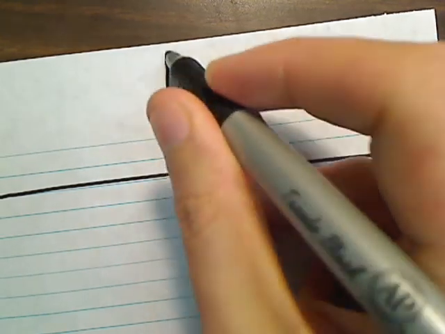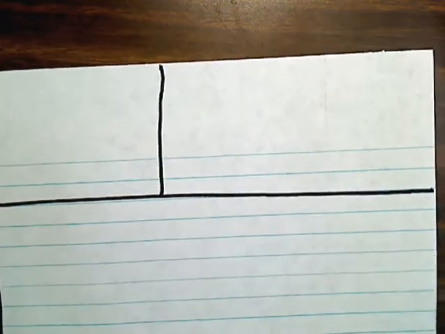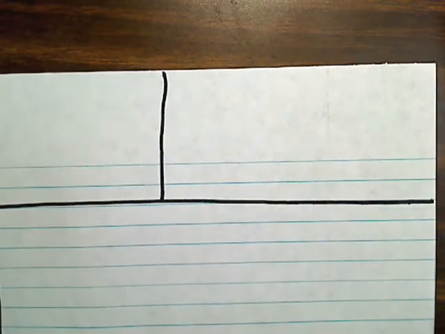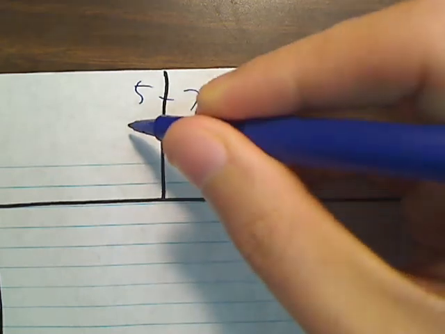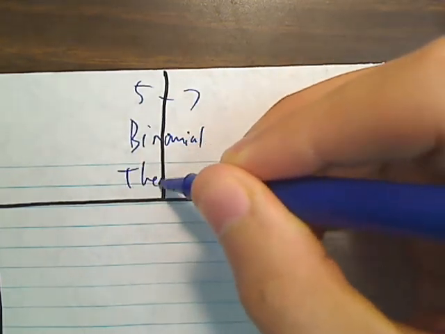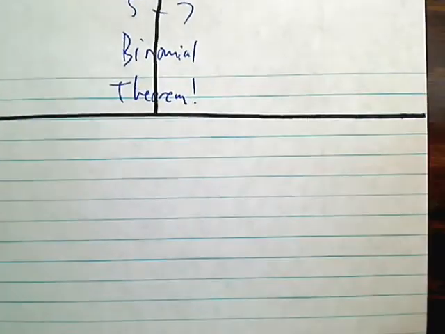Howdy, this is Algebra 2, Section 5-7, the binomial theorem. The binomial theorem. I bet it's a theorem about binomials. It is a math idea about binomials. So, 5-7, the binomial theorem.